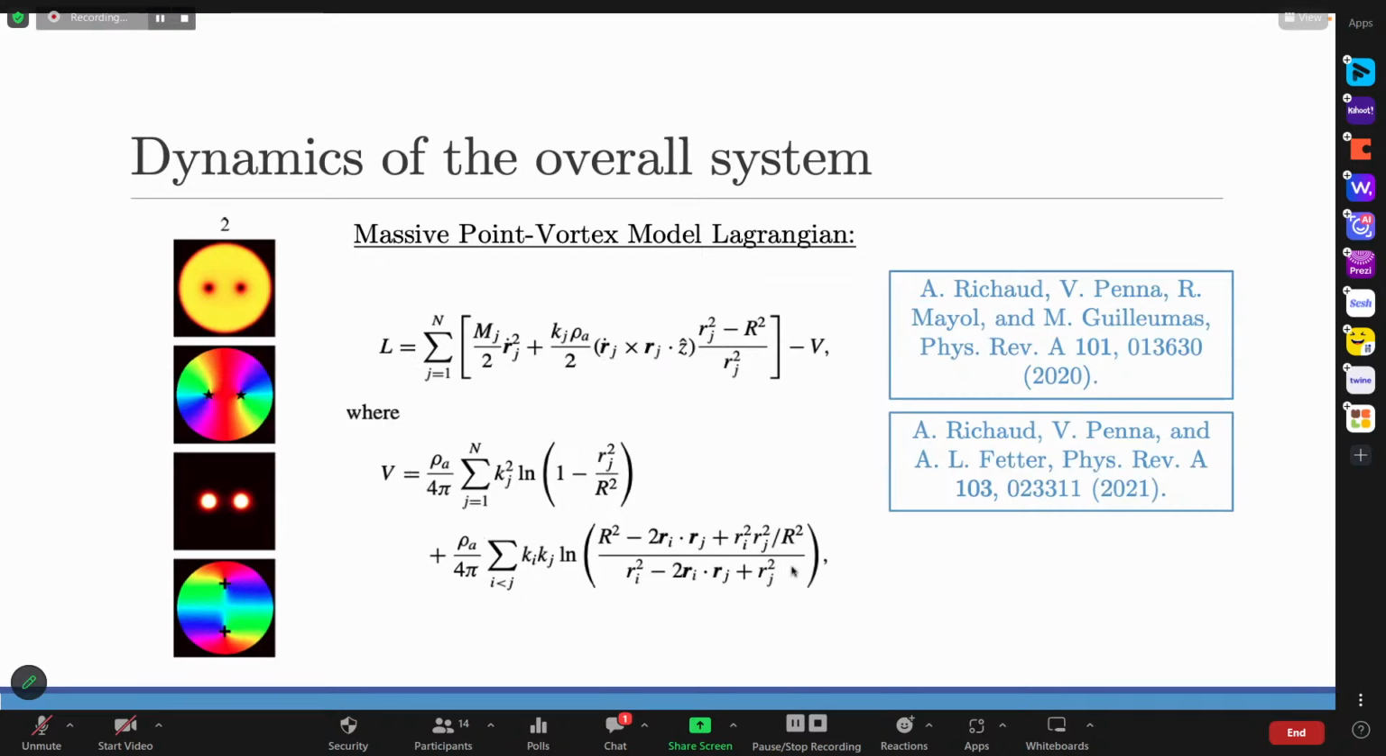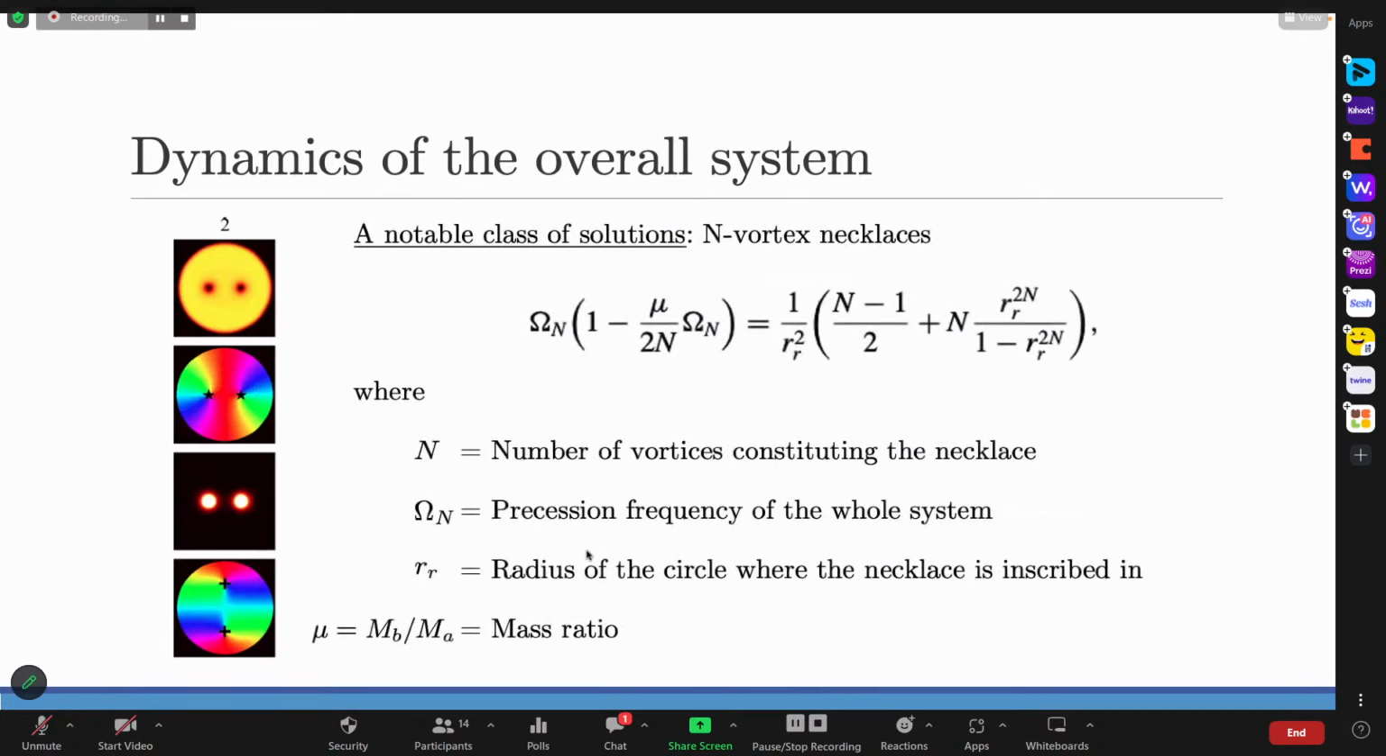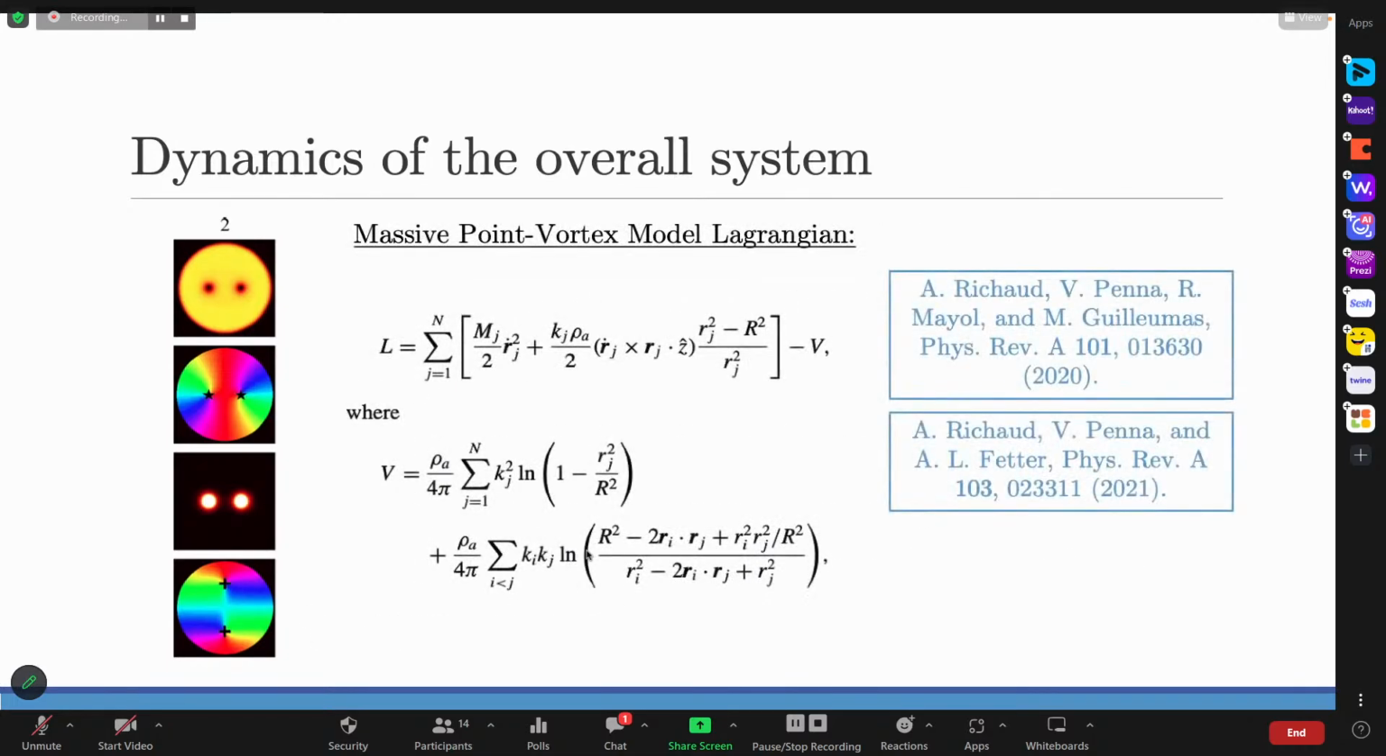Basically, this point vortex model allows you to account for superfluid vortex dynamics and inertial physics on equal footing. And you can recognize here an inertial term, which comes from the presence of core mass. And here you can see the standard superfluid vortex dynamics. Here, for example, it's the interaction of a vortex with its image. And here it's the interaction of a vortex with all the other vortices and their images. Well, this Lagrangian captures the essential dynamics of the system.